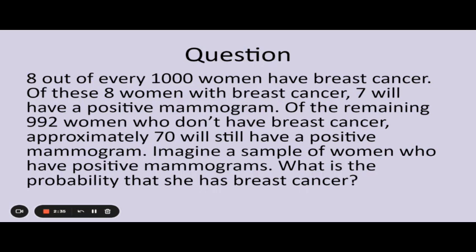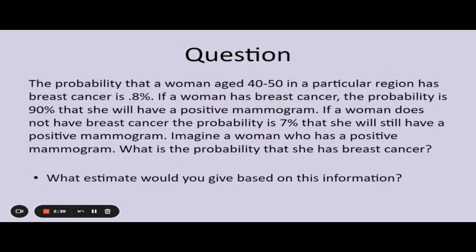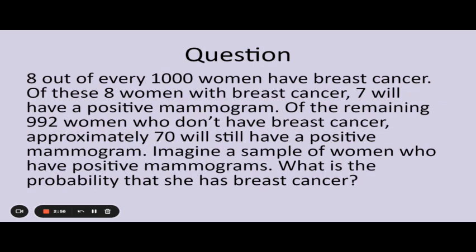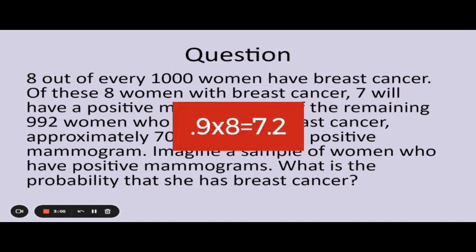Of those 8 women, 7 will have a positive mammogram. So again, going back to how it was written before, it said that there's a 90% chance that the people who have breast cancer have a positive mammogram. So the 7 out of 8, there's a little bit of estimating going on, but if you take 90% of those 8 people, it's about 7.2. So we'll just say 7 because we're talking about people. We need a whole number. So 7 will have a positive mammogram.